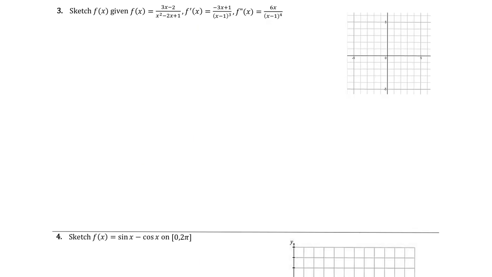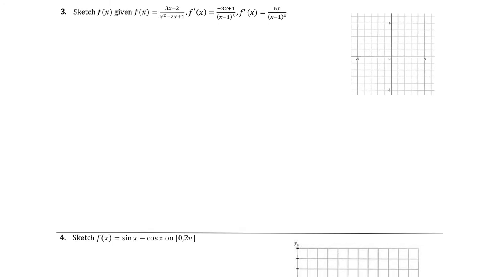All right, here we go. Number 3, we have been given a function, its derivative, and its second derivative. So let's first look at the original function. If you factored that denominator, you would get x minus 1 quantity squared, which means that there is a vertical asymptote in this graph when x is equal to +1. So vertical asymptote at x equals 1. I'm going to go over to my graph, and I'm going to go ahead and add a dotted line there to represent that asymptote.